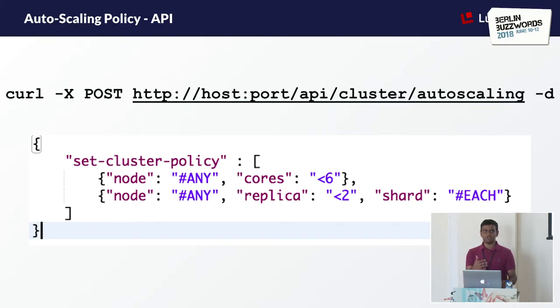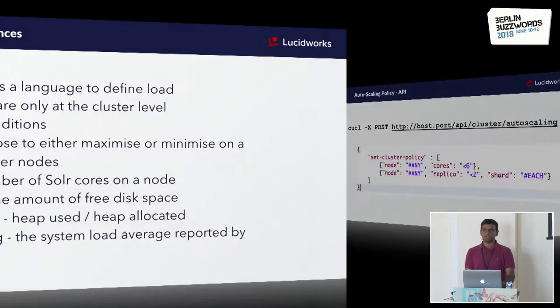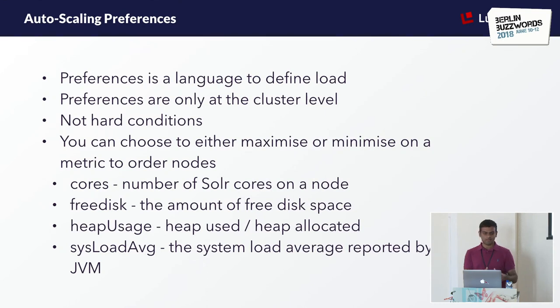Now, what does the policy API look like? It's basically saying you define this JSON where you say set my cluster property, a policy, and essentially you give it all the rules that you want the cluster to obey. So every action that you now do on the cluster will obey these rules. And if it can't be satisfied, you will not be able to complete that operation. So policies are my hard rules that I want to define for my cluster.